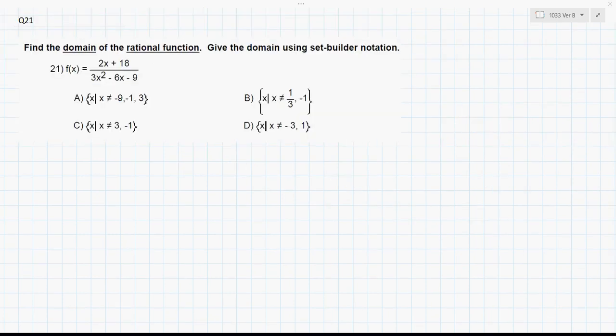Find the domain of the rational function. Give the domain in set builder notation. So we're now going to look at these and realize that we need to cancel out first. So we're going to factor these, which gives us 3x squared.